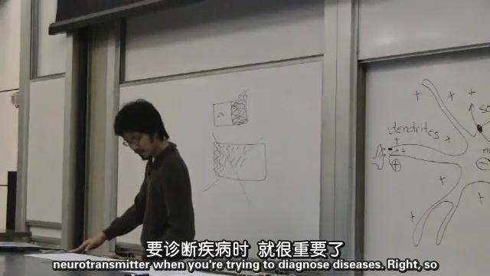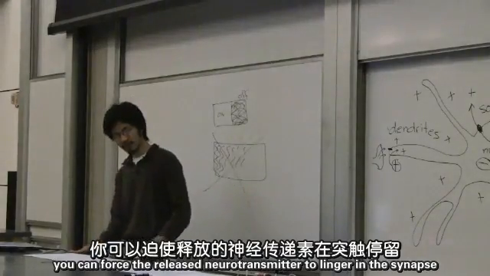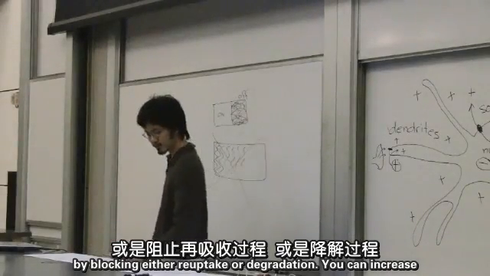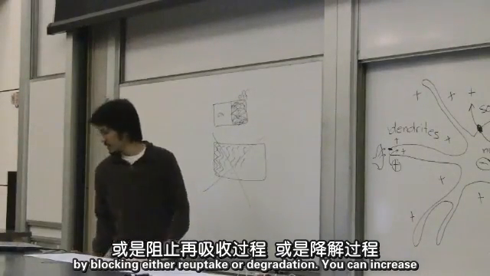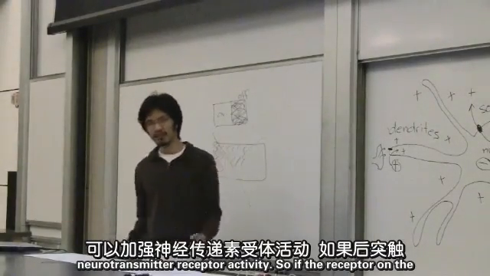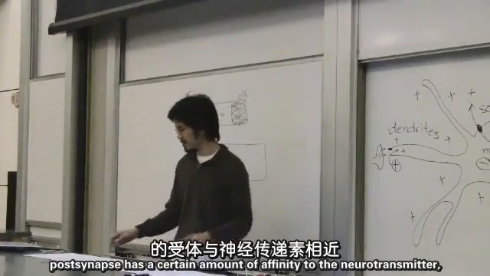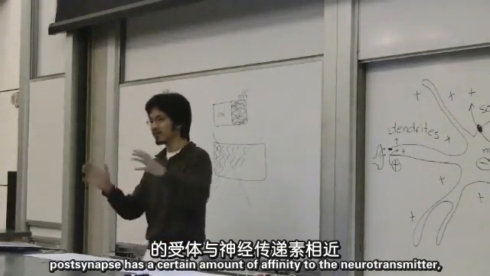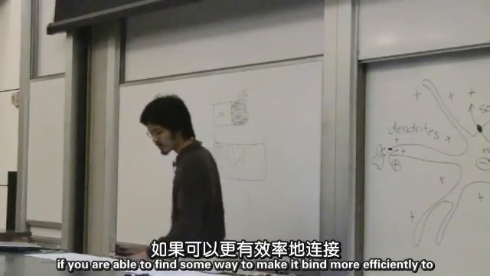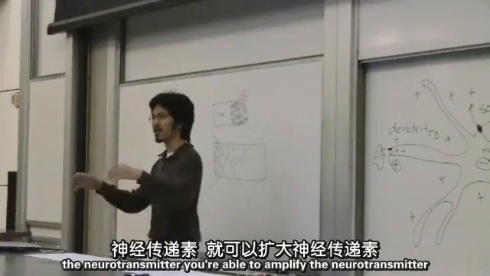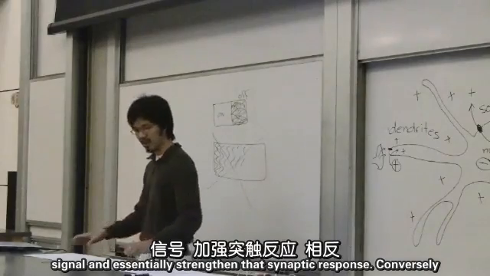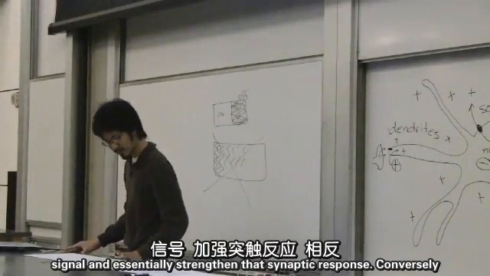So if you can force the released neurotransmitter to linger in the synapse by blocking either reuptake or degradation, you can increase neurotransmitter receptor activity. If the receptor on the postsynapse has a certain amount of affinity to the neurotransmitter, and you are able to find some way to make it bind more efficiently, you're able to amplify the neurotransmitter signal and essentially strengthen that synaptic response.